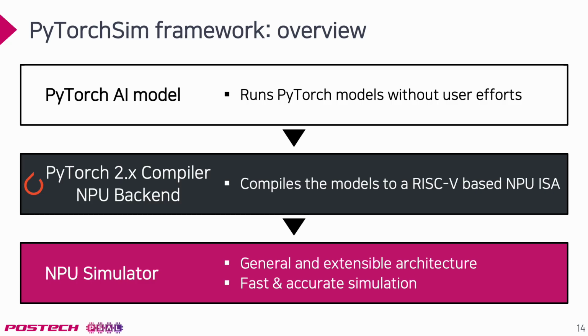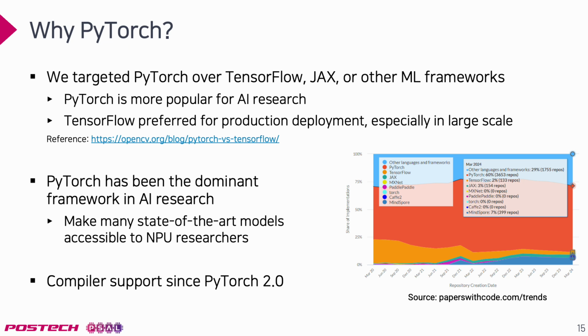And we modeled a RISC-V-based MPU ISA that can perform many operations required by modern AI models. And our MPU simulator has a general and extensible architecture, so it can be used to model diverse MPU architectures while still providing fast and accurate simulation capability. But why is it based on PyTorch?